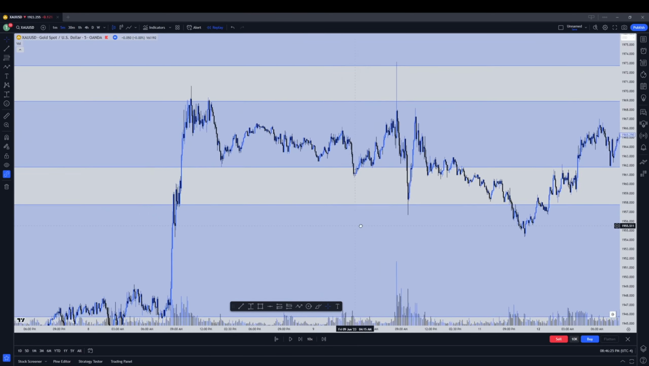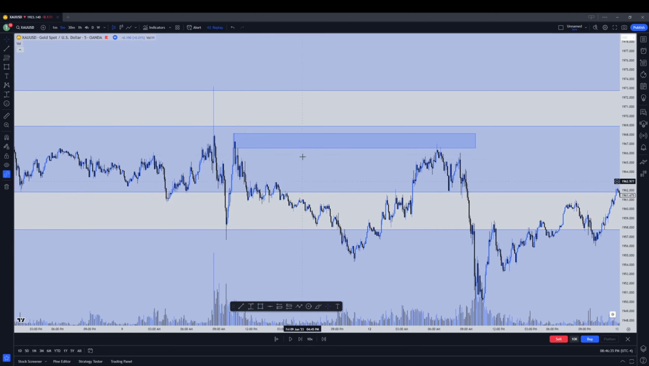Again, there are two ways you can enter in terms of zones. You can either enter off a supply demand zone on the lower time frame, or on the lower time frame, if you find a gap, you can enter off that gap for more precise entries.